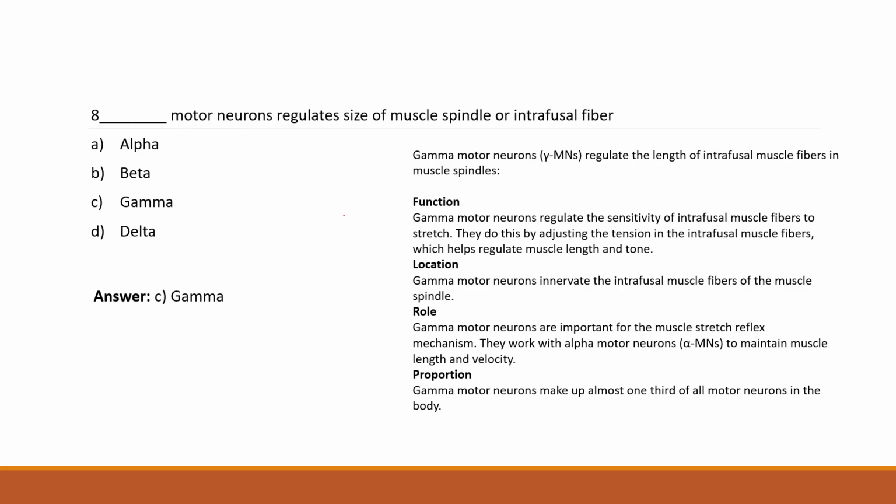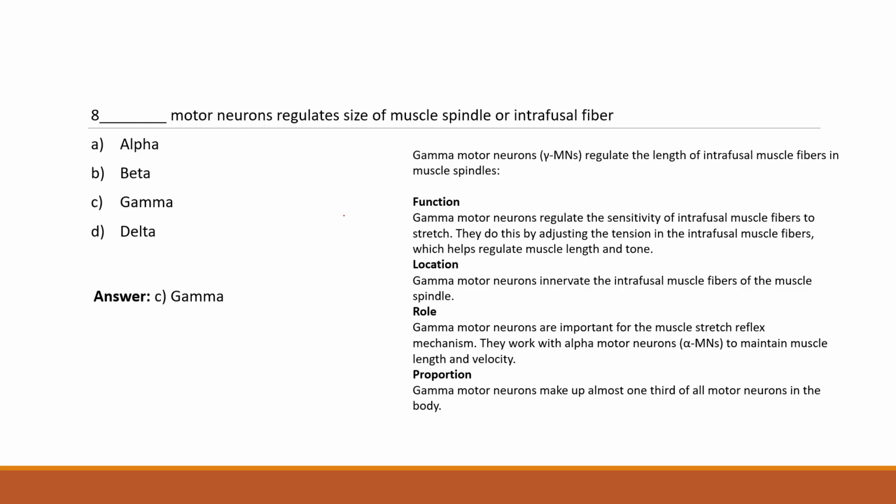How they do this is they adjust the tension in the fibers. Like if you take a rubber band and you pull it, you can feel the tension in the rubber band, right? There will be a pressure there, that is called tension. Your muscle is similar to that when it's contracting and relaxing. So gamma motor neurons will adjust or regulate the tension in the intrafusal muscle fibers, which will help to regulate the length and tone of the muscle. Once they contract and relax, they have to go back to their proper length.